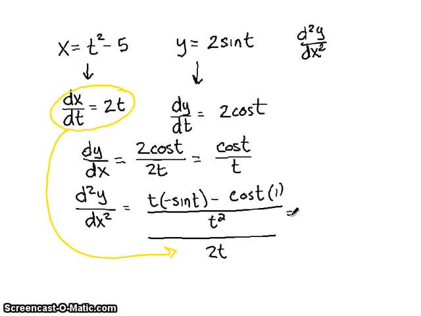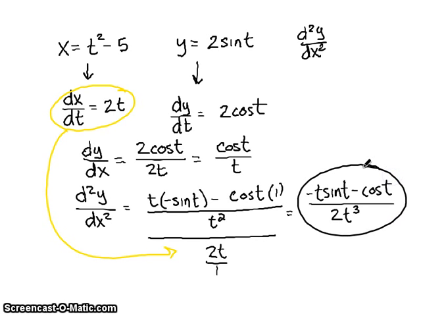So we're going to get negative t sine of t minus cosine of t in our numerator. Then if you think about this, 2t is 2t over 1. We have a fraction divided by a fraction. Multiplied by the reciprocal, we're going to get 2t to the third power in the denominator for our second derivative. So we'll call it quits on the video there. We'll see you in the next one.